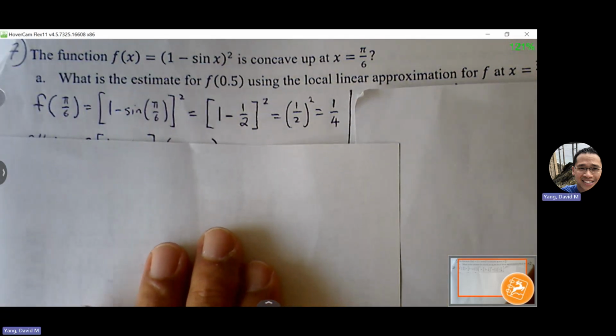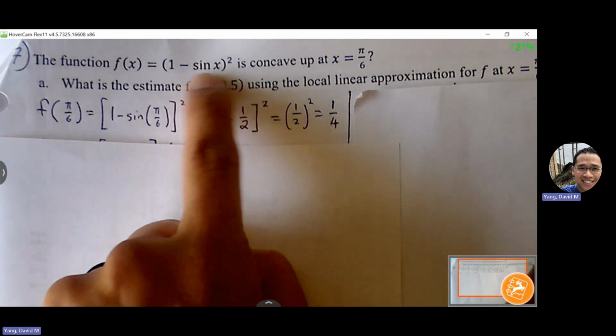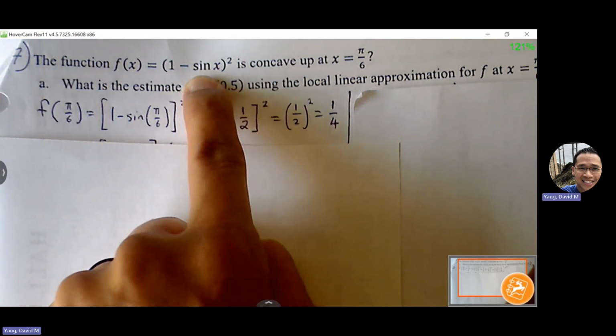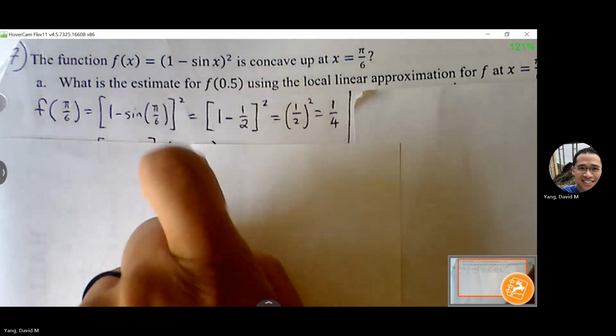Okay, next up, find your derivative. For the derivative, we have to involve what rule here? Chain rule, yeah, outside, inside.